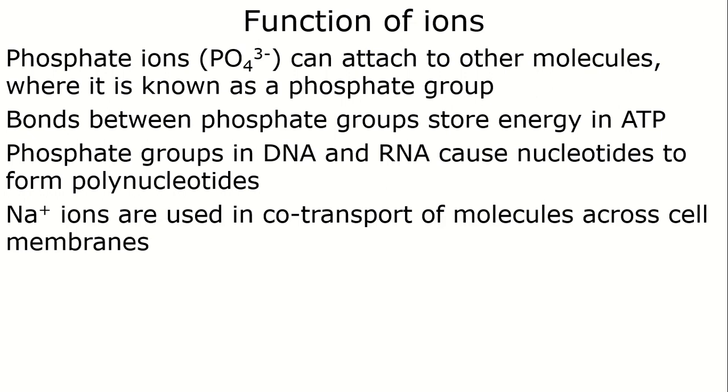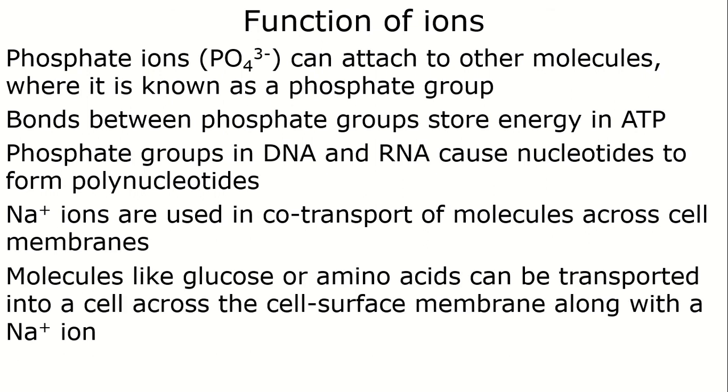And our final ion that we're going to look at is sodium, or Na+, and this is used in the co-transport of molecules across cell membranes. For slightly larger molecules, like glucose or amino acids, these molecules can't cross the cell membrane by diffusion through the membrane. They have to be transported into the cell via a receptor on the cell surface membrane. So glucose or an amino acid will come along and bind to its relevant receptor, but it will also need a sodium ion to bind to this receptor as well, so that it can either enter or leave the cell.